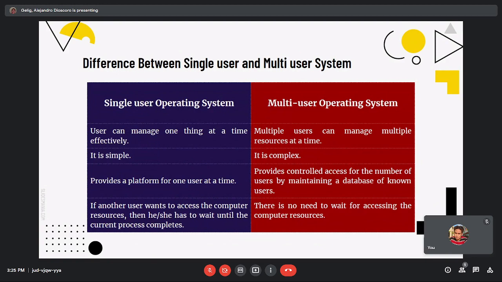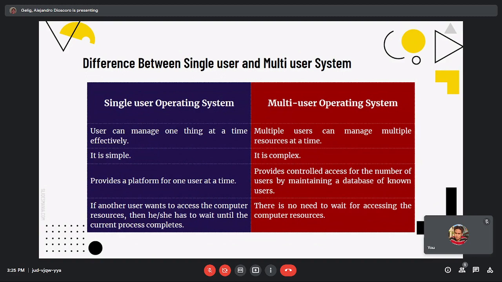Now, in a single-user operating system, if another user wants to use the computer's resources, then the user must wait for the current process to finish before proceeding, while in a multi-user operating system, there is no need to wait for computer resources to become available because users can access resources directly without waiting for the process to complete.